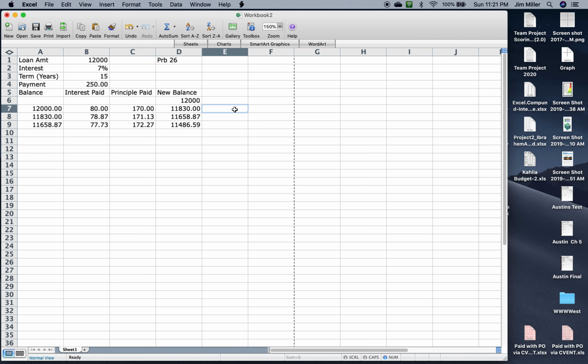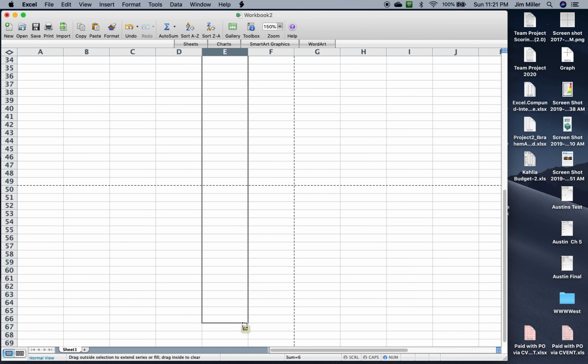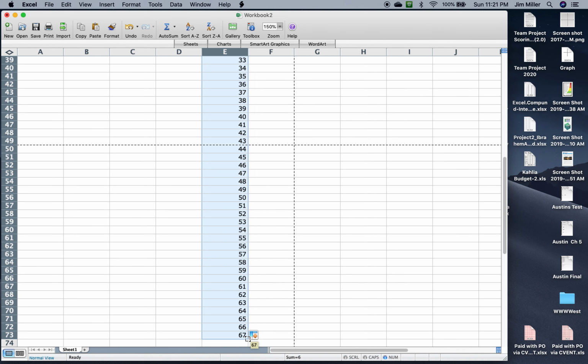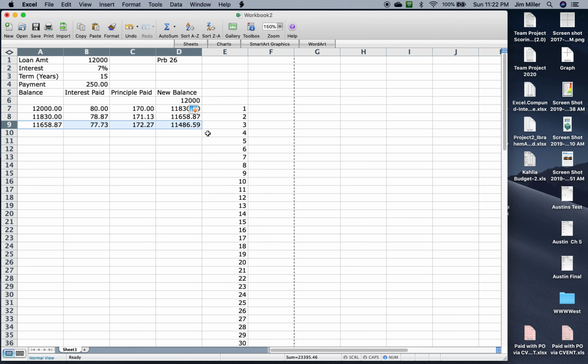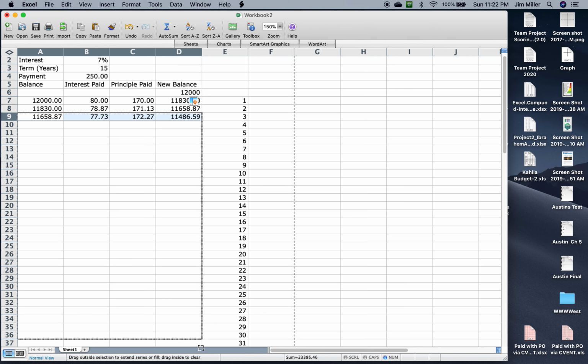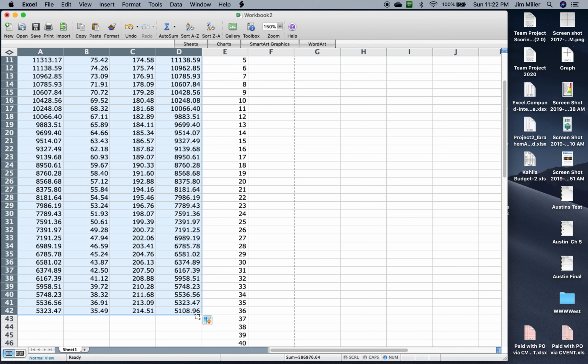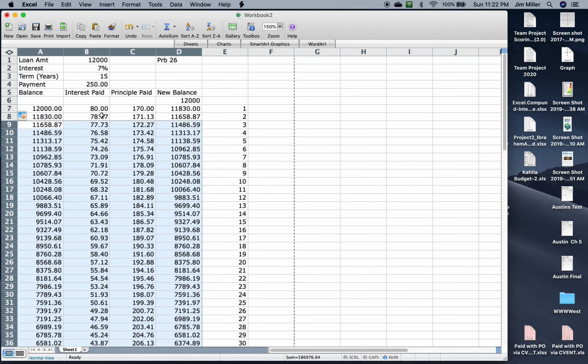Okay, let's see. If this is after 1 month, 2 months, 3 months. After 3 years, it'd be 360. It says 4 years and 5 years, so I need to get up to 60 something. There we go. I have to run this down further. They wanted us to run this down at 7% for 3 years. So that would be 3 times 12 is 36. And so we'd still owe $5,108.96.